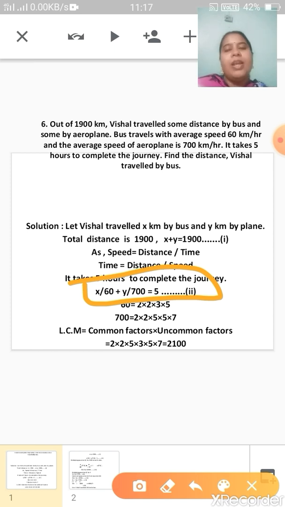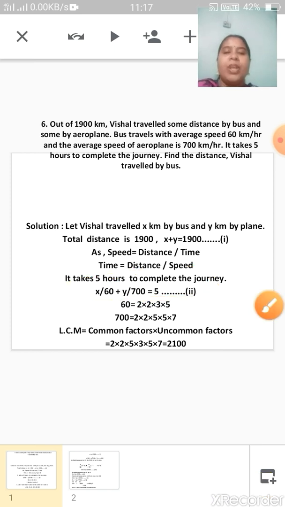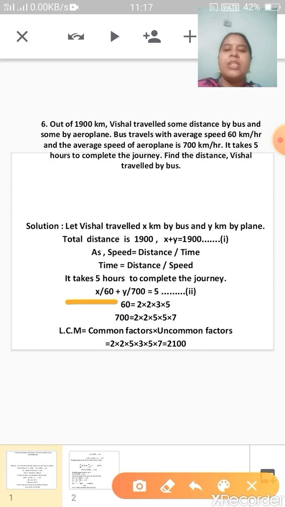See what is done. All the concepts, all the things are converted with respect to time. Time, what is the formula? Distance upon speed. So for the bus, distance is x, speed is 60. So it comes to x upon 60, as you can see here. For the aeroplane, distance is y, speed is 700. So time will be y upon 700. But the total time taken is 5 hours. So when I add this, I'll get this equation. What is equation number 2? x upon 60 plus y upon 700 is equal to 5.